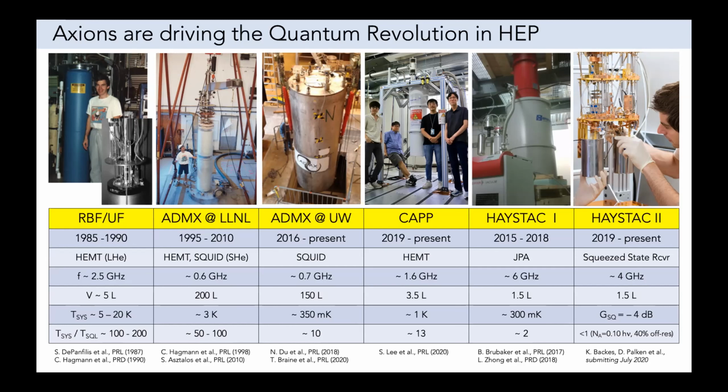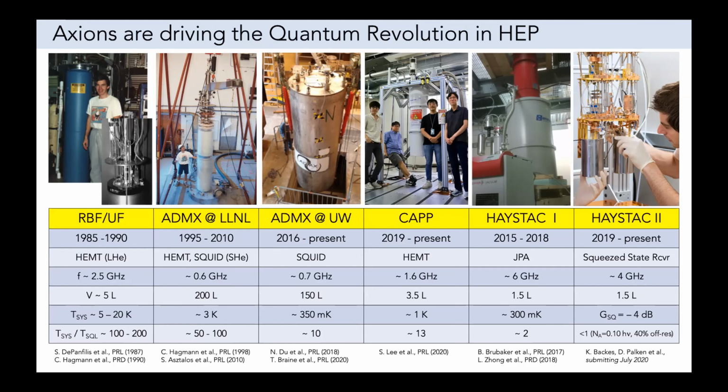ADMX in its current location, University of Washington, now with a dilution refrigerator, is within a factor of 10 of the standard quantum limit. Haystack, our experiment at Yale, with Colorado and Berkeley, was right from the outset, starting 5 years ago, using a Josephson parametric amplifier, intrinsically quantum limited, at a frequency a factor of 10 higher. Even with a very small volume, it was getting very close to the KSVZ axion, within a factor of 2. We've operated within a factor of 2 of the standard quantum limit.